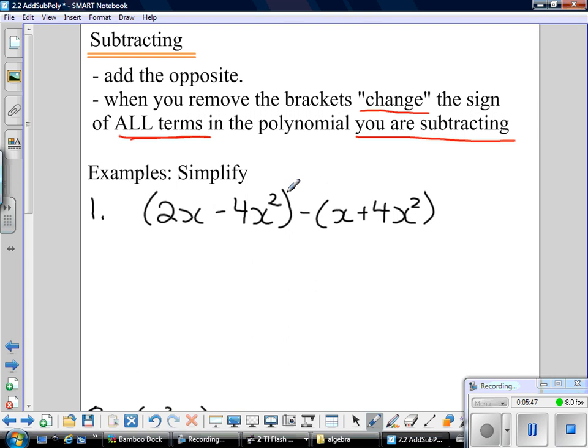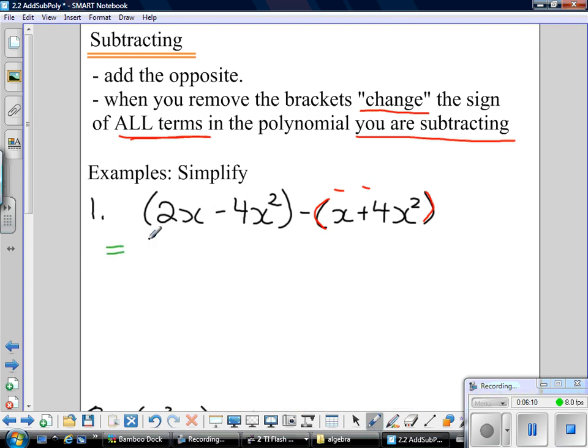So if I look at this one, you can see I have my two polynomials with brackets around them. This last one here is the one I'm subtracting. So according to this, I'm going to change all of these signs. Right now, this is a positive x, it's going to be a negative x. A positive 4x squared is going to be a negative 4x squared. So that's what I'm going to do for my first step.